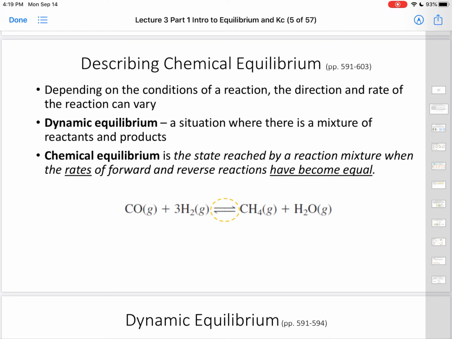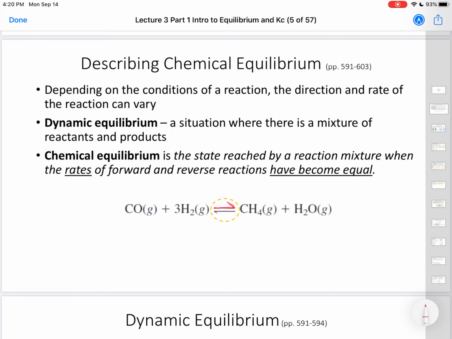Okay? So oftentimes in terms of equilibrium, we will use a double-headed arrow like you see here. And so in this reaction, carbon monoxide is reacting with hydrogen gas, and it's forming CH4 methane and H2O water. Okay, but this forward reaction is actually represented by this arrow here. This is your forward reaction.